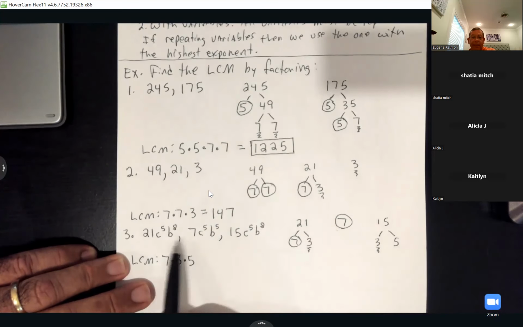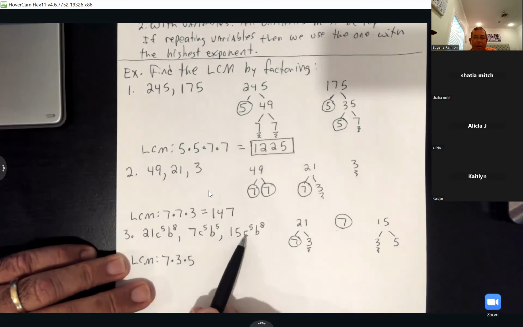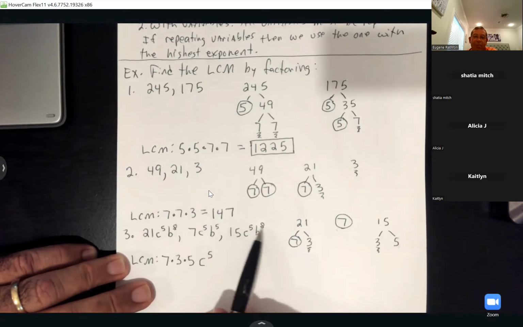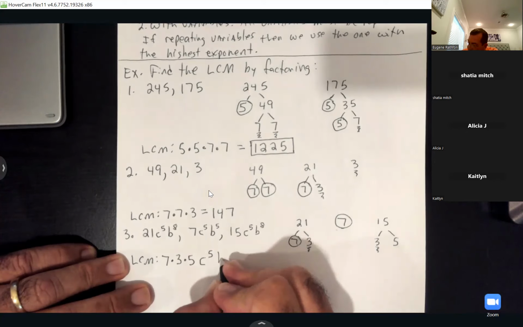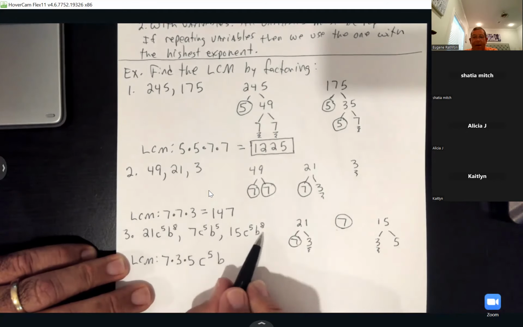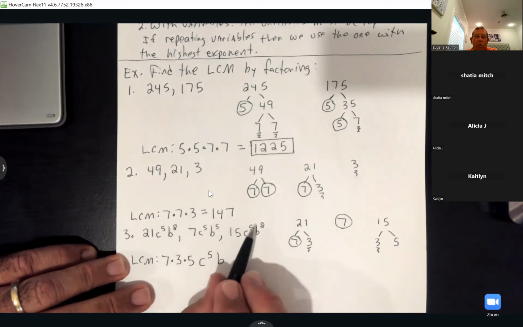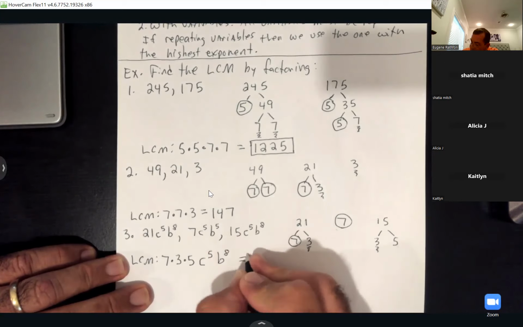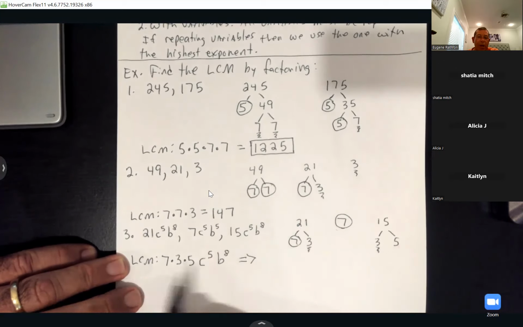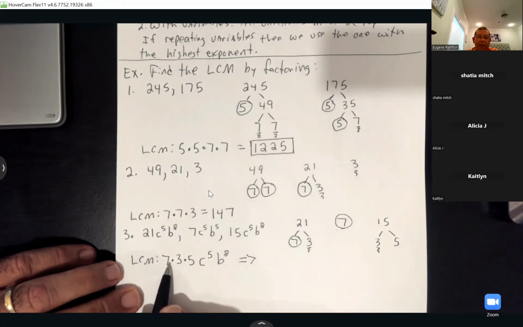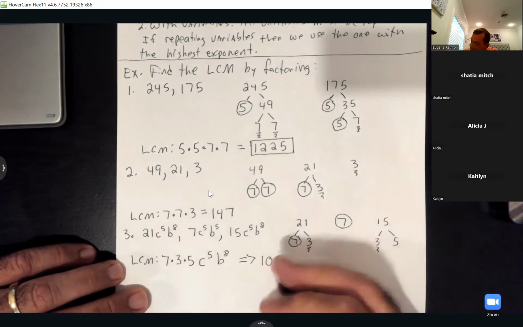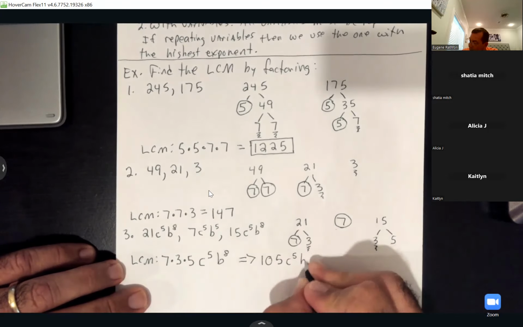Now let's look at our C. All of these are C to the 5th. So automatically we bring down the C to the 5th because that's the highest exponent. And then on our B, I got a B^8, B^5, and a B^8. The highest exponent is the ones with the 8. So we bring down our B to the 8. So the variables are done. All I got to do is multiply these numbers together and see what I get. So let's see. 7 times 3 times 5 gives me a 105 C^5 B^8.